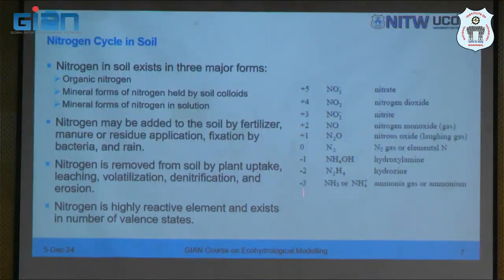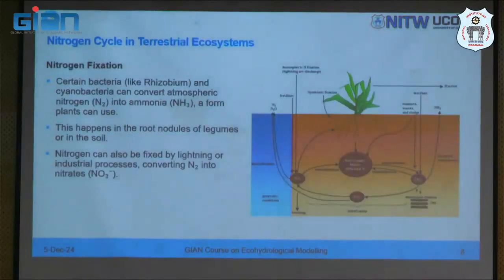Now, as I said, it is a highly reactive element and exists in a number of valence states, right? So, that is why you have so many compounds. Nitrates and ammonium are the forms in which plants can easily absorb nitrogen from the soil through the root system. Okay, let's see the 5 processes that are there.